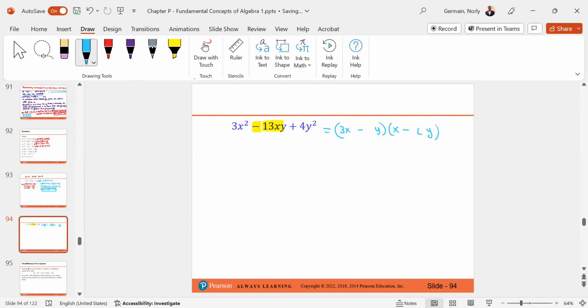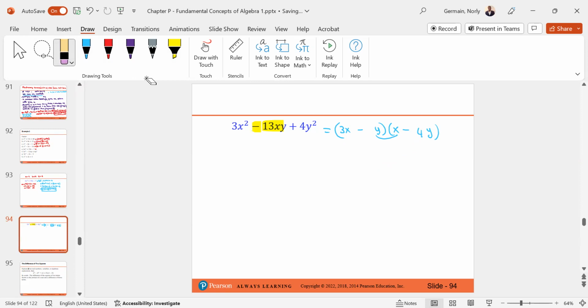Now the 4 would be here. Let's try again. Negative 12, negative 1. Does that give you a negative 13? Yes, we obtain the term in the middle. So that's how we need to factor when we have two different variables.